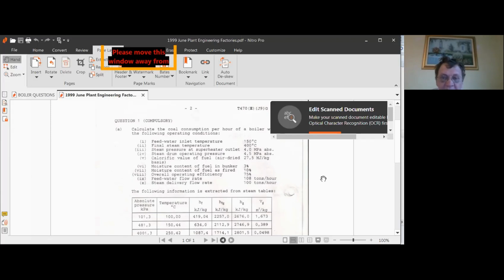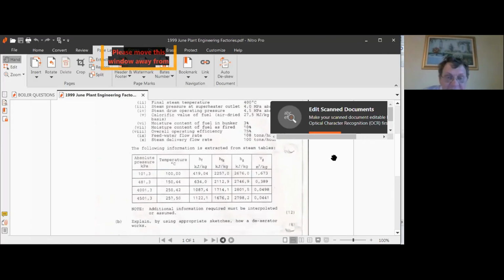coal that you're burning. So he says the steam pressure at superheated outlet is 4 MPa absolute, steam drum operating pressure 4.5 MPa absolute, calorific value of the fuel is 27.5. That's air dry, which means it's totally dry, there's no moisture in it. Moisture content of the fuel in the bunker is 3%. Moisture content of the fuel as fired is 10%. And overall operating efficiency is 75%. Feed water flow is 108 tons per hour and the steam delivery flow rate is 100 tons per hour.